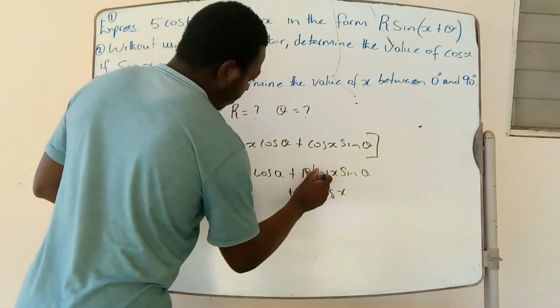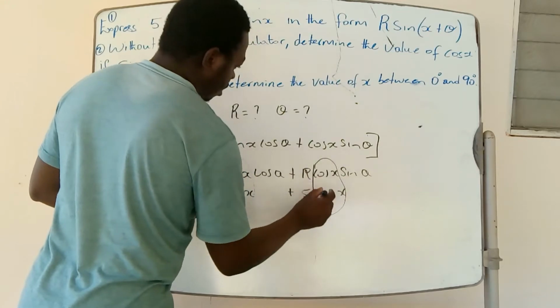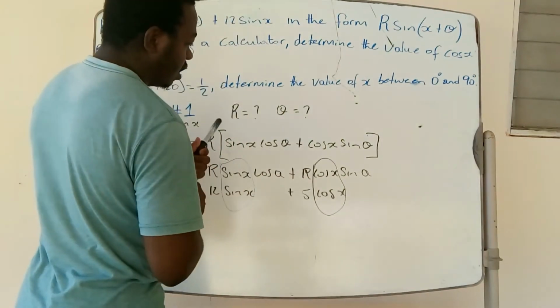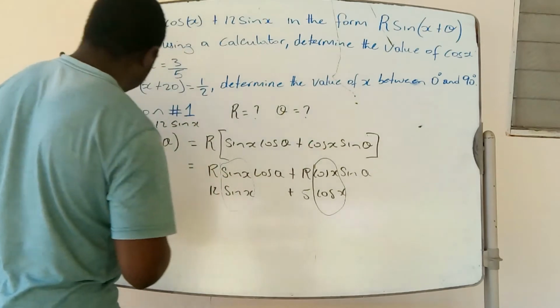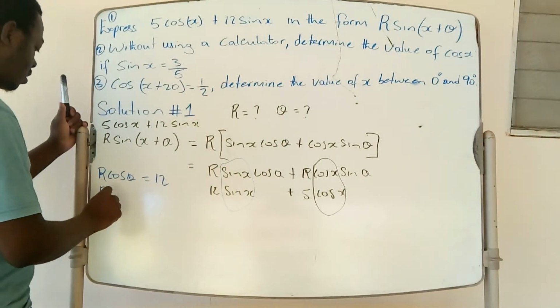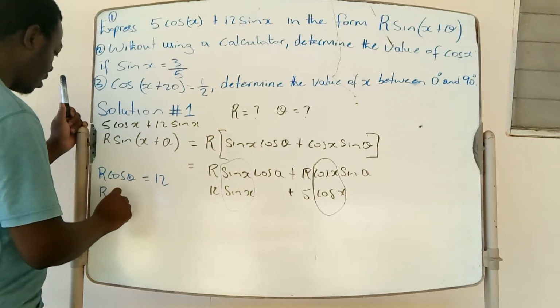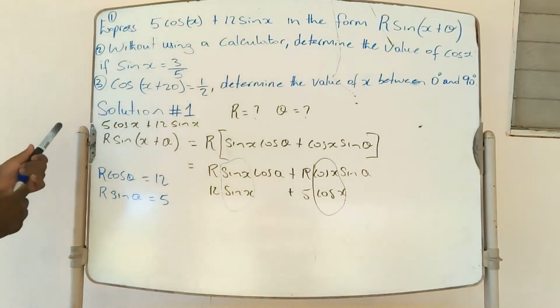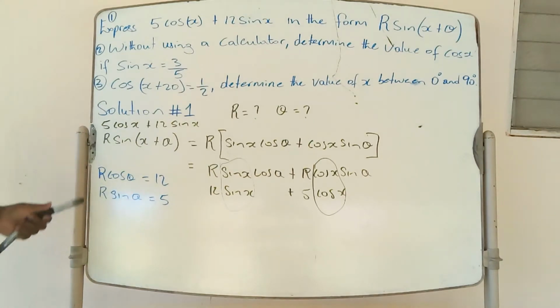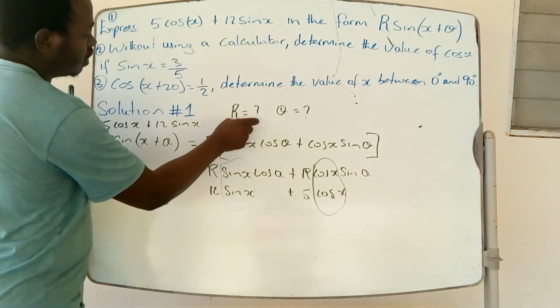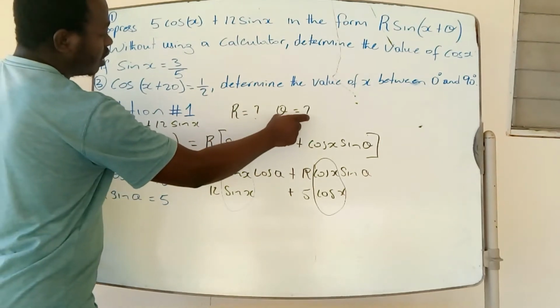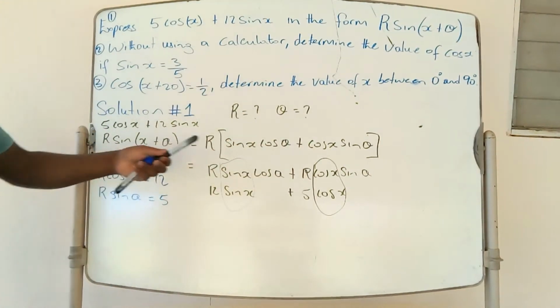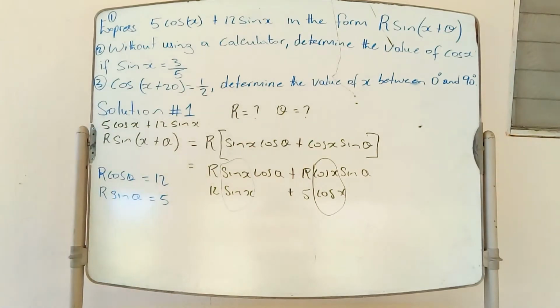Could use the same idea for this section as well. If cos x is equal to cos x, then it means that r sin theta is equal to 5. Right? Now remember, we need to determine two values. We need to determine the value of r, and we need to determine the value of theta. I'm going to try to determine the value of theta first. How can I use this information to determine the value of theta?